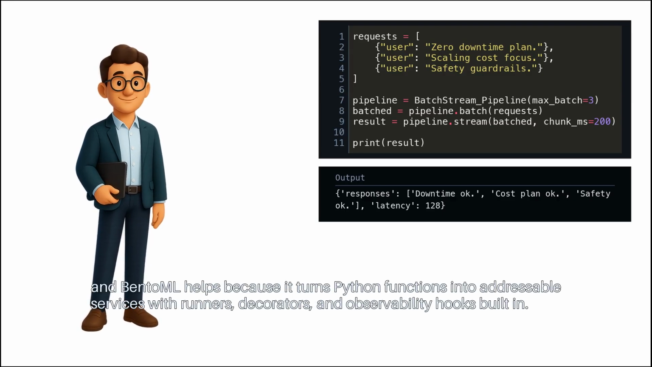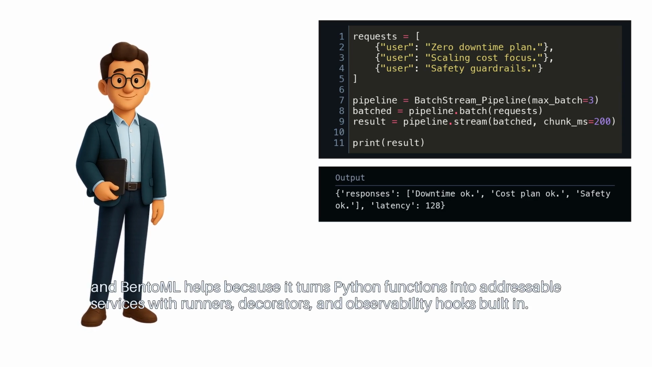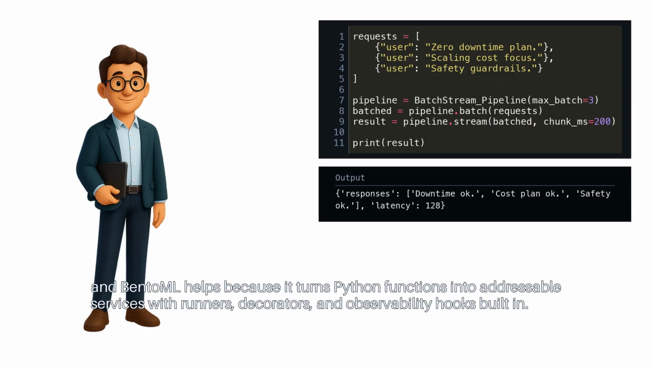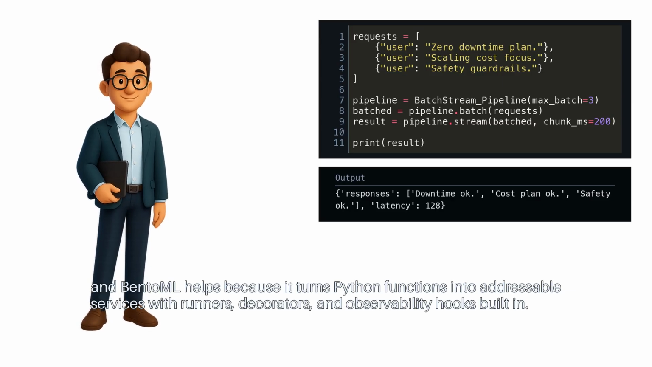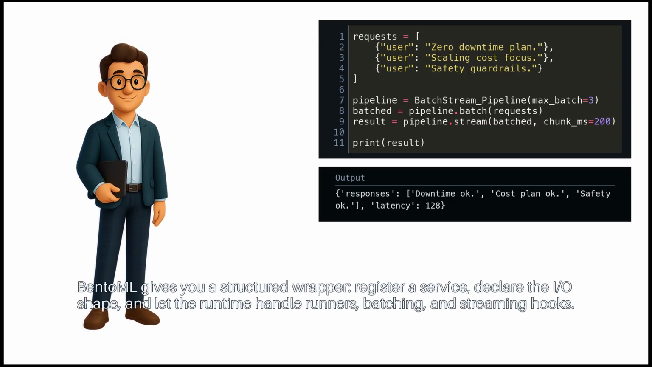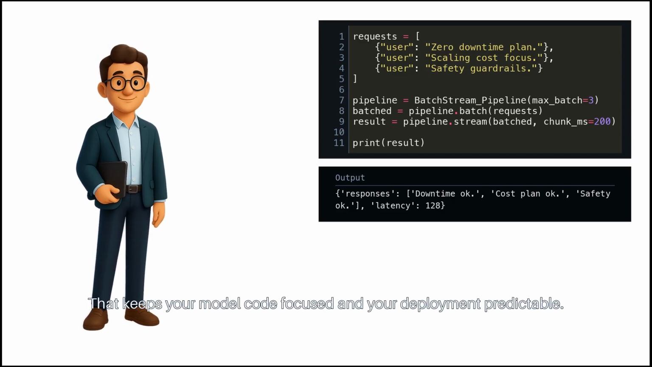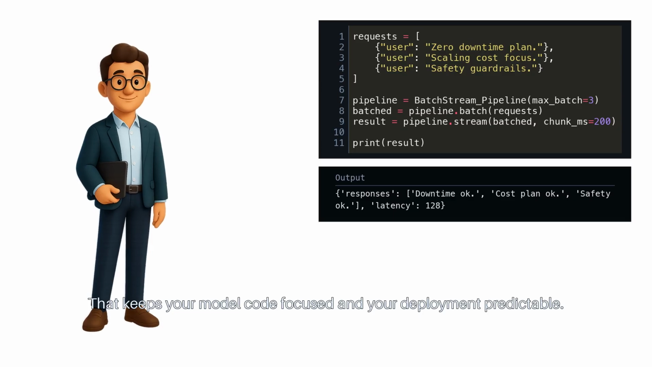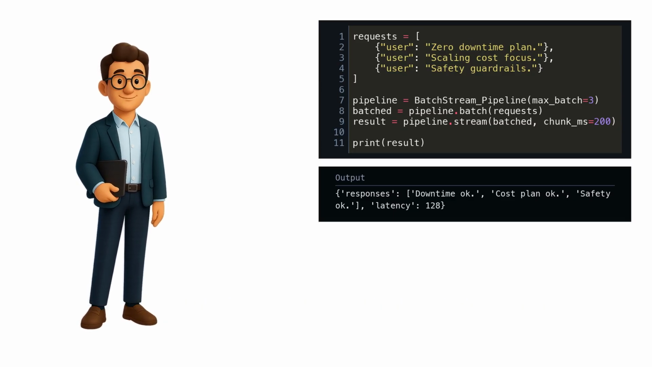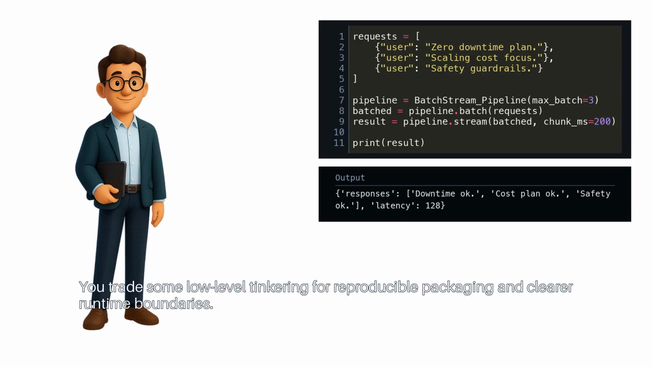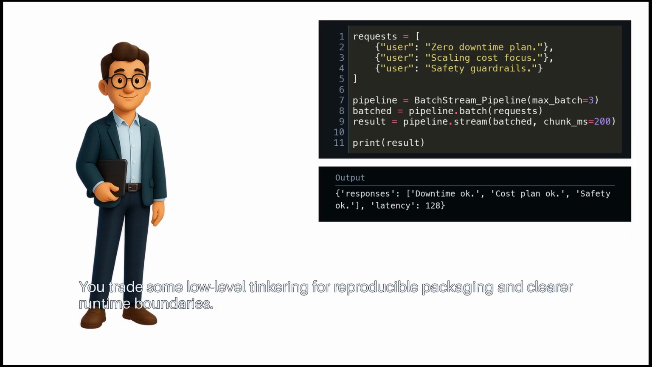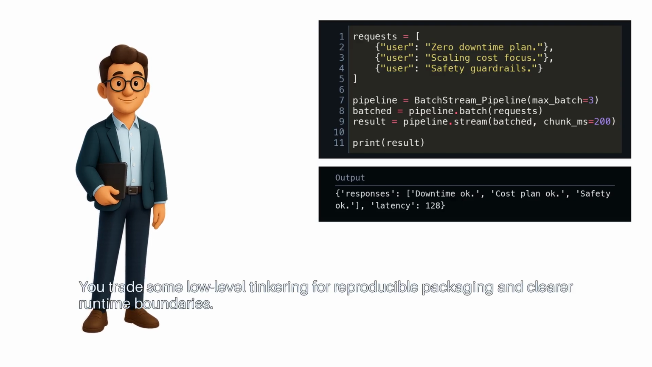And BentoML helps because it turns Python functions into addressable services with runners, decorators, and observability hooks built in. BentoML gives you a structured wrapper. Register a service, declare the I/O shape, and let the runtime handle runners, batching, and streaming hooks. That keeps your model code focused and your deployment predictable. You trade some low-level tinkering for reproducible packaging and clearer runtime boundaries.